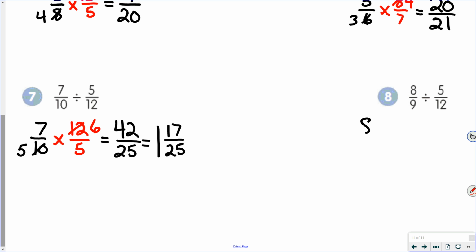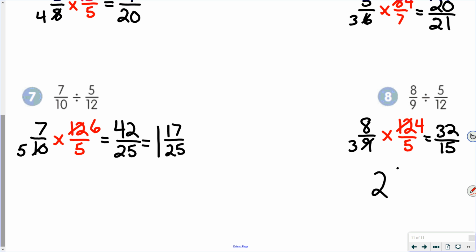And finally, keep, times, turn. Divide 9 by 3 to get 3. Divide 12 by 3 to get 4. 8 times 4 is 32. 3 times 5 is 15. 15 goes into 32 twice. 2 times 15 is 30. 32 minus 30 is 2. So your answer would be 2 and 2/15.